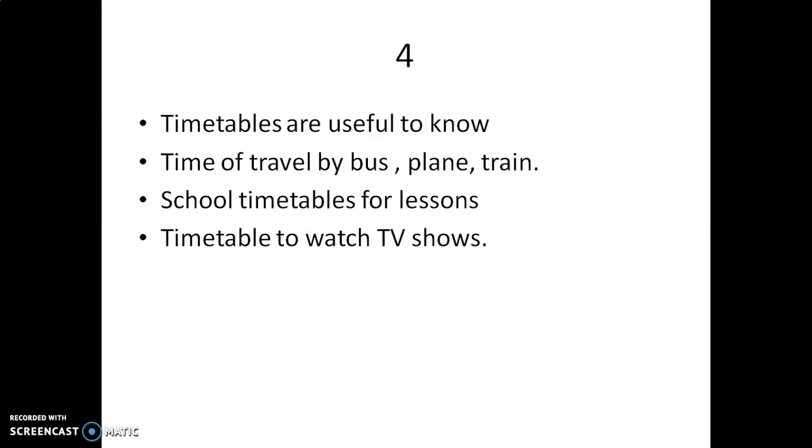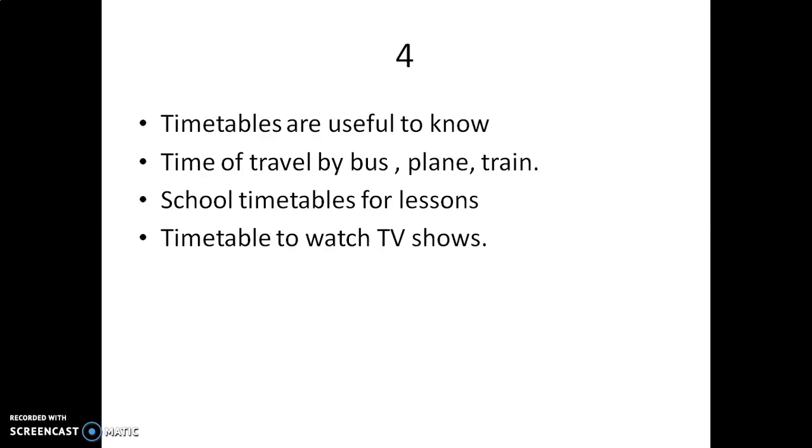Think about why timetables are useful. I want you to draw lines there and then write. Timetables are useful to know the time of travel. Now suppose you have to travel somewhere by bus. Of course not now. Now all buses and trains and flights and everything is stopped because of coronavirus. It is playing havoc in our lives, but we need to stay back at home to be safe, isn't it? Yes. So we can find out the time of travel by bus or by plane or by train.